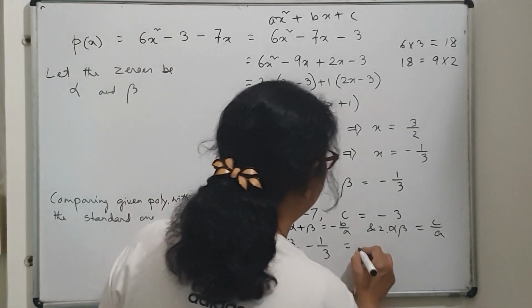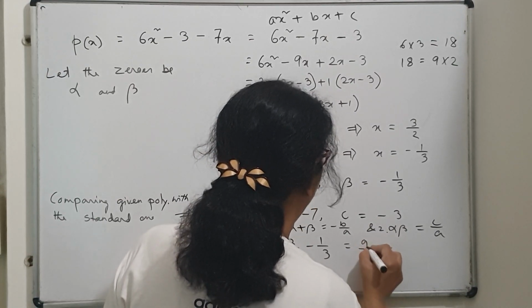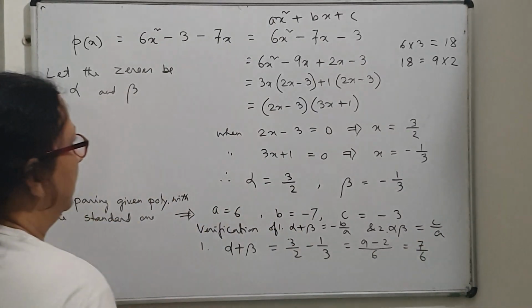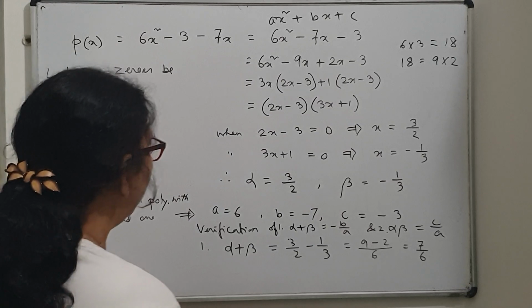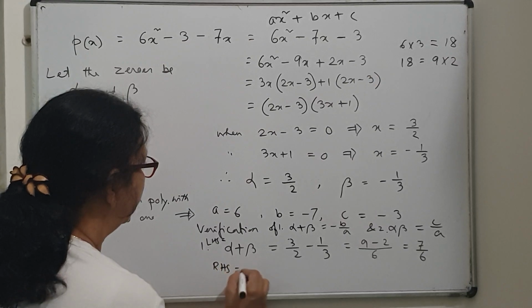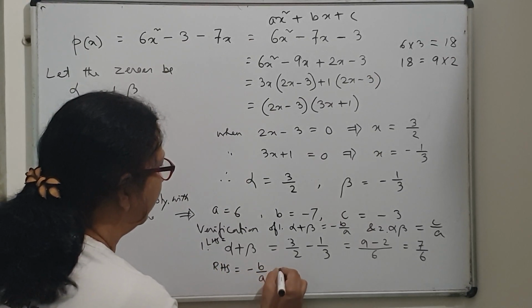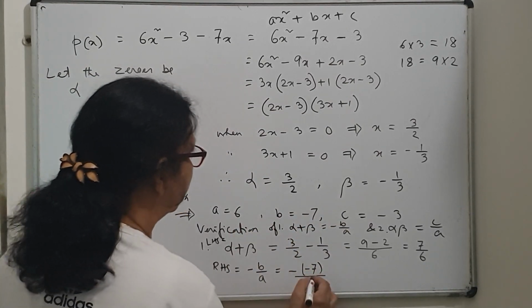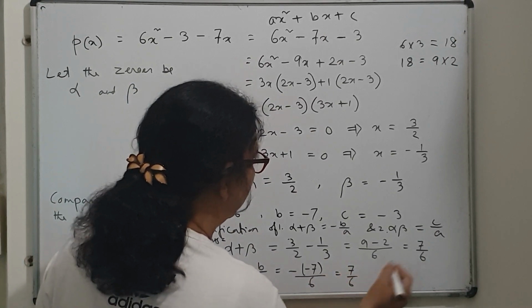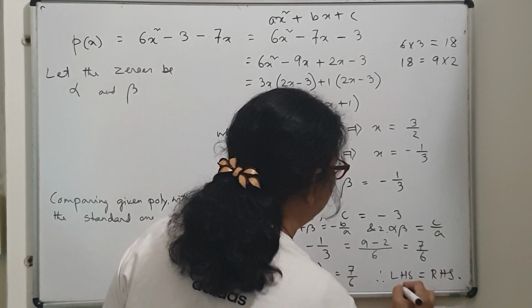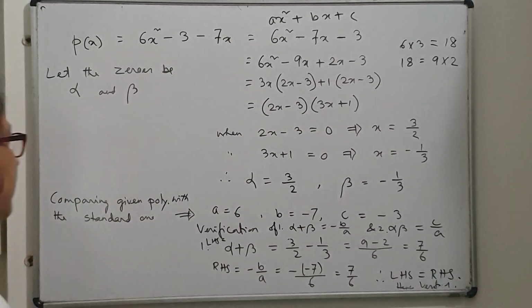If I take the LCM, now it is the LHS. Now let me take the RHS, which is minus b by a. Put the values: minus, what was b? b is minus 7, so minus of minus 7, and a is 6. So it is 7 by 6. Same. Therefore, LHS is equal to RHS. Hence verified. In this way you have to write.